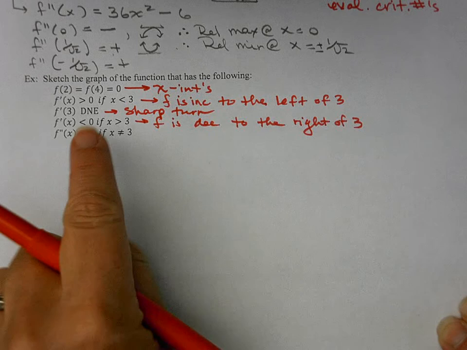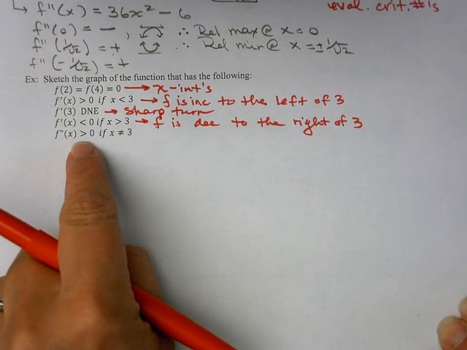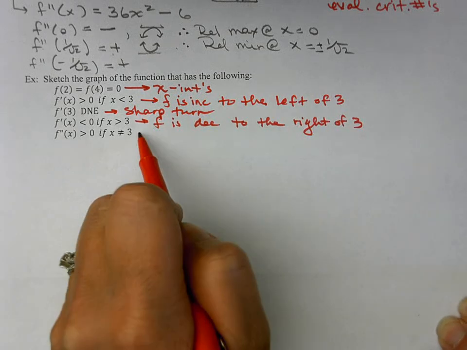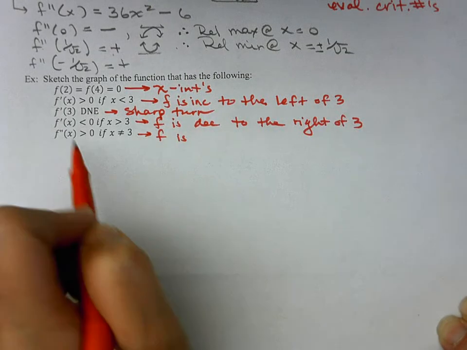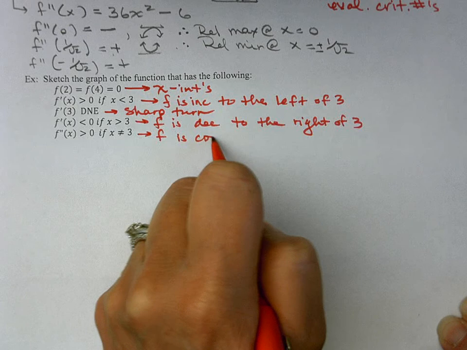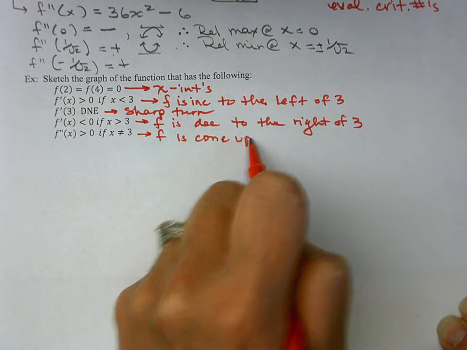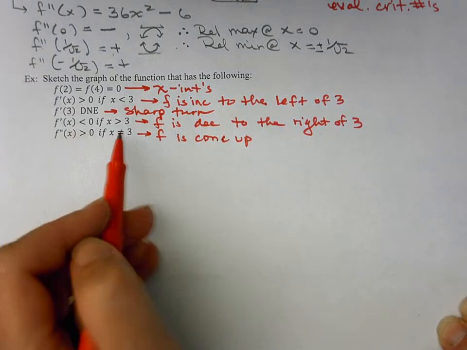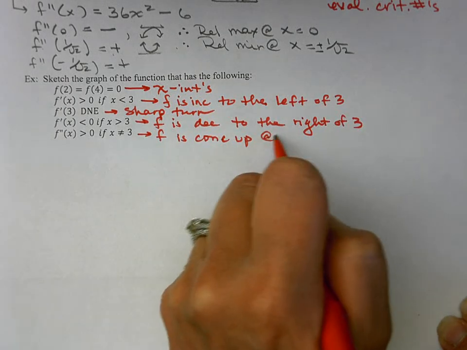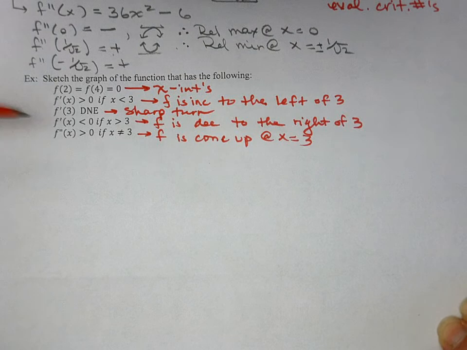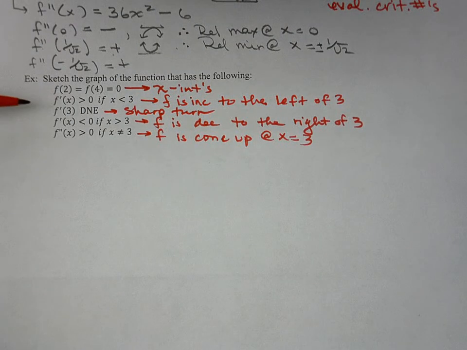And then finally, it's telling us f double prime of x is greater than 0. So f double prime is positive, which would mean f is concave up everywhere except at 3. So f is concave up everywhere except at x equals 3, which makes sense because if f prime of 3 is not defined, f double prime of 3 certainly won't be either.